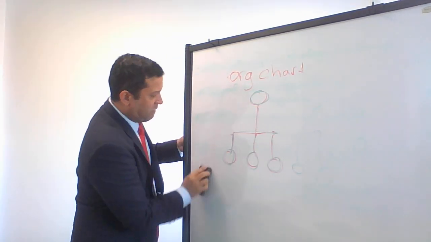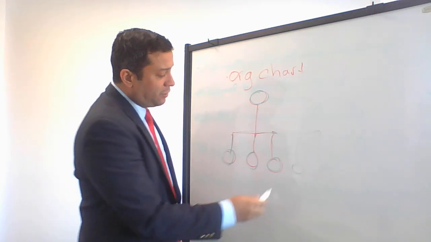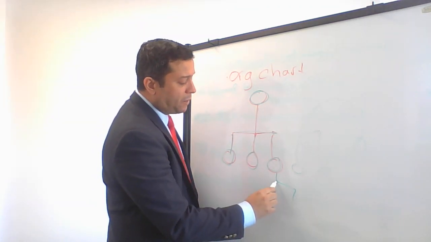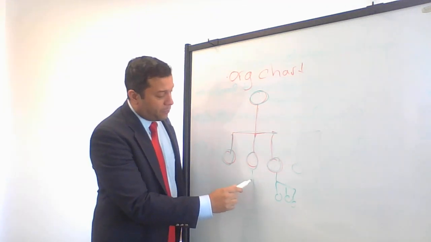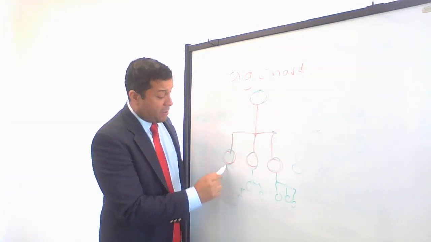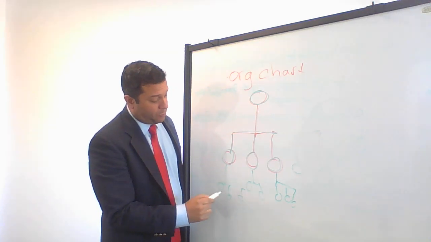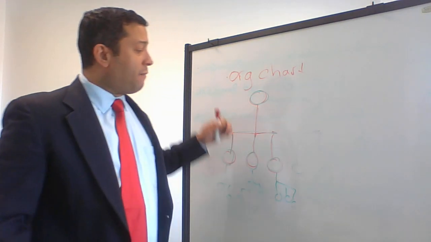You have the 3 people that report to the CEO, and then underneath, you have 3 people that report to this guy. And you have 3 people that may report to this guy. And maybe just one person or 2 people that report to this guy, okay? And these are job functions.